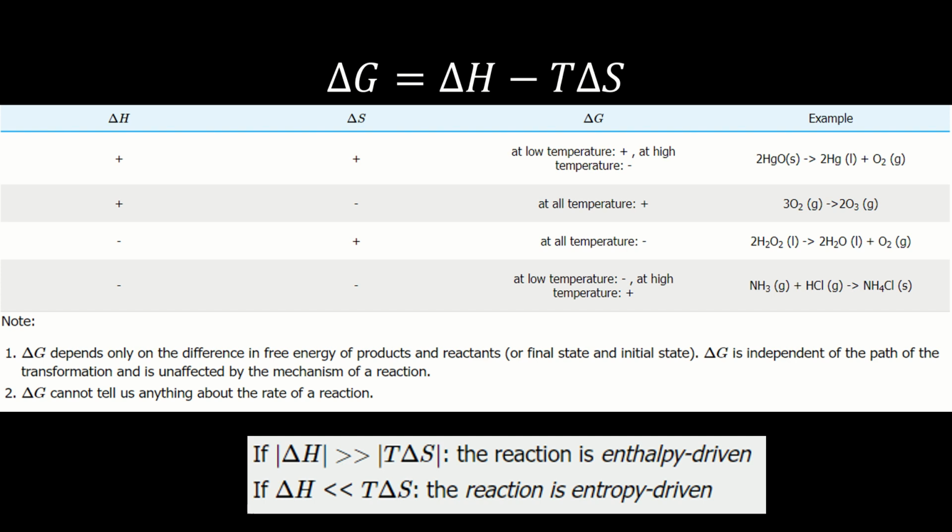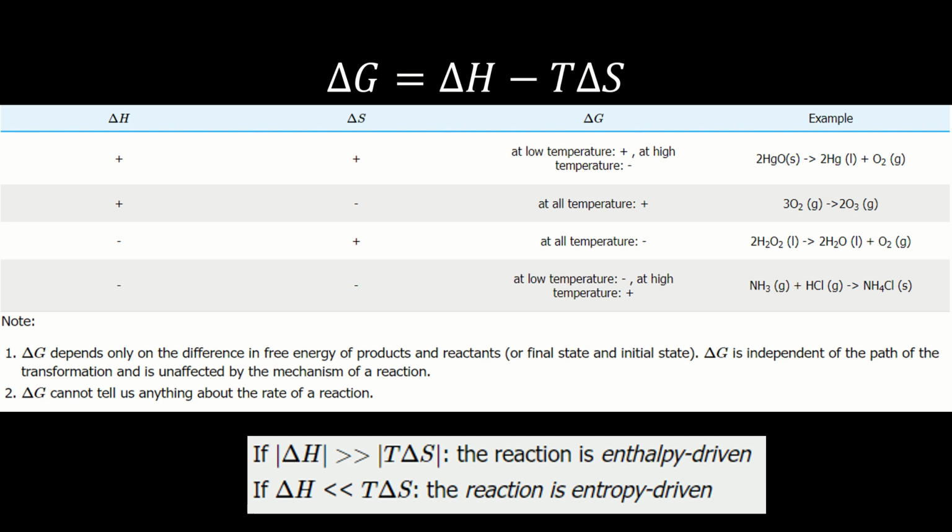Also, delta G cannot tell us about the rate of a reaction. There are 2 things that help drive a chemical reaction. There are kinetics and there are thermodynamics. Kinetics tells us the rate of a reaction, essentially how quickly will that reaction occur. Free energy does not tell us that. Free energy tells us, will a reaction occur on its own or will it not occur on its own?